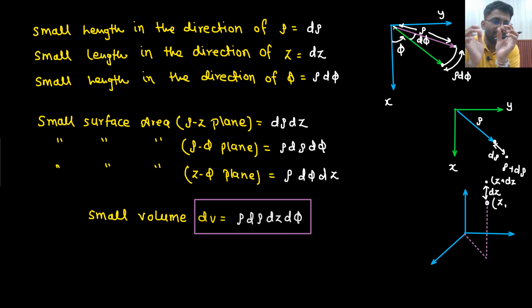Why is that so? Because, sir, phi is the angle. So if I am moving d phi, that means I am actually moving a distance of rho d phi. I need the distance, so rho d phi distance I am moving. So will I be able to write down the volume? Yes, I will be able to write down the volume as well. Very easily I will be able to write down all these things.